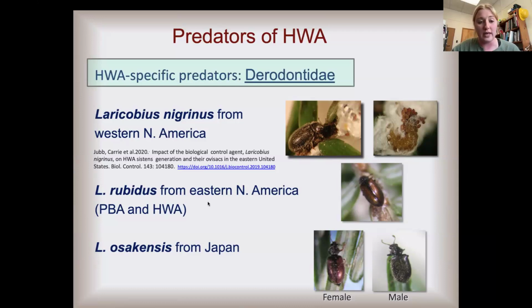Now, Laricobius osakensis, another Laricobius beetle, is found in Japan, only associated with Hemlock woolly adelgid there, which ironically, again, is the same strain that we have here. Now, both Laricobius nigrinus, that top species, and Laricobius osakensis on the bottom, we've actually released here in the eastern US, and they've established and are causing significant impact on that winter generation of HWA. So super exciting stuff. We're seeing an impact on populations.